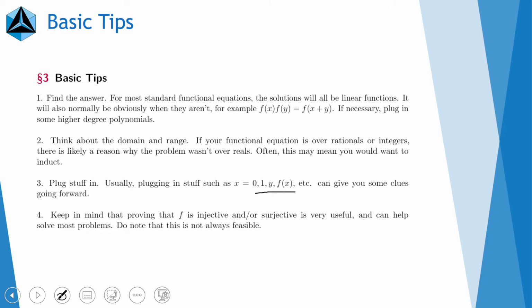Okay. And the fourth tip is that you want to keep in mind that proving that f is injective and or surjective is very useful and can help solve most problems if you were able to get to that proof. But do note that this is not actually always possible. So you may look at a problem and you're like, hey, if I can get that this function is surjective, then I'm done. But then there's a solid chance that you're not actually going to be able to get that function is surjective directly.